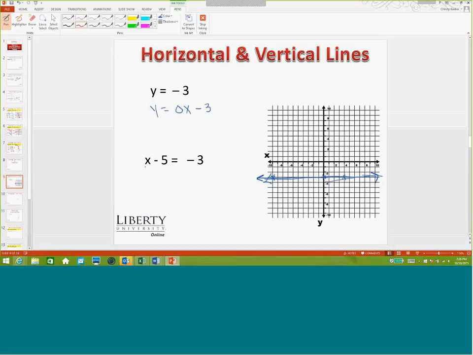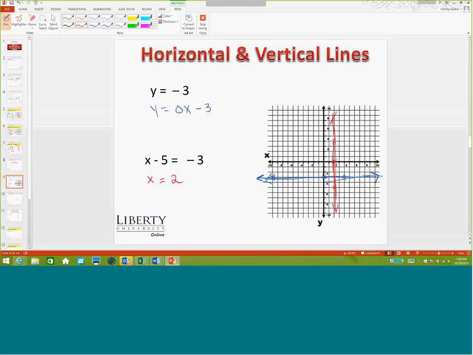So what happens when we only have an x in the equation? No y. Well, first, let's just get our variable alone by adding 5 to both sides, and get an equation that we can work with. So when I add 5 to both sides, I find that x is equal to 2. There are no y's. There are 0 y's. And so it doesn't matter what y is. X is always going to be 2. So this is the equation for a vertical line. When x is a constant number, you have a vertical line.